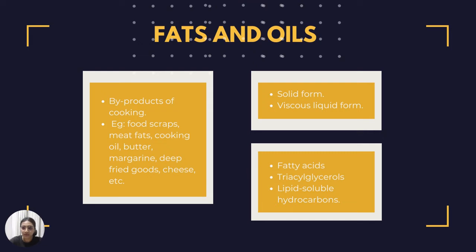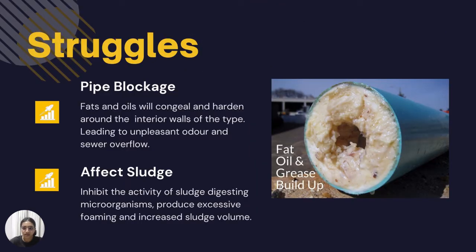Fats and oils are byproducts of cooking, which typically includes matters such as food scraps, meat fats, cooking oil, butter, margarine, deep fried goods, cheese, and etc. They can exist in solid or a viscous liquid form, and they are composed of fatty acids, triacylglycerols, and lipid-soluble hydrocarbons. Fats and oils existing in the wastewater system may cause some struggles.